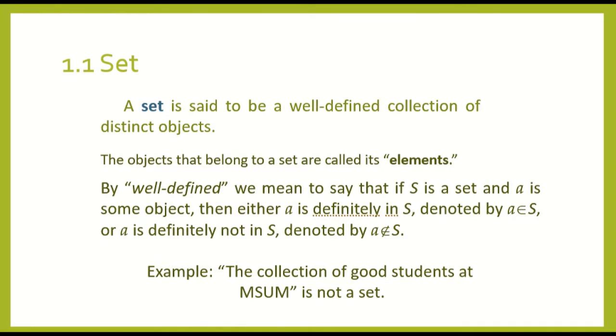Theory. A set is said to be a well-defined collection of distinct objects. Distinct meaning distinguishable. The objects that belong to a set are called its elements. By well-defined, we mean to say that if S is a set and A is some object, then either A is definitely in S, denoted by A is an element of S, or A is definitely not in S, denoted by A is not an element of S.